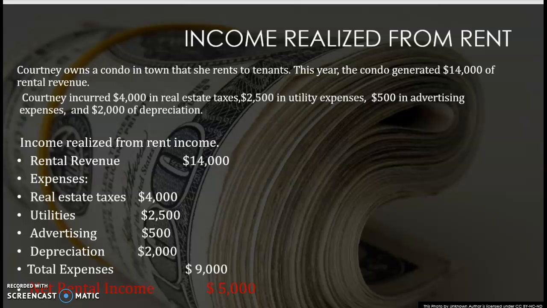Income realized from rent. Let's say Courtney owns a condo in town that she rents to tenants. This year, the condo generated $40,000 of rental revenue. Courtney incurred $4,000 in real estate taxes, $2,500 in utility expenses, $500 in advertising expenses, and $2,000 of depreciation. Income realized from rent: rent revenue of $40,000 minus all expenses of $9,000 gives us net rental income of $31,000.